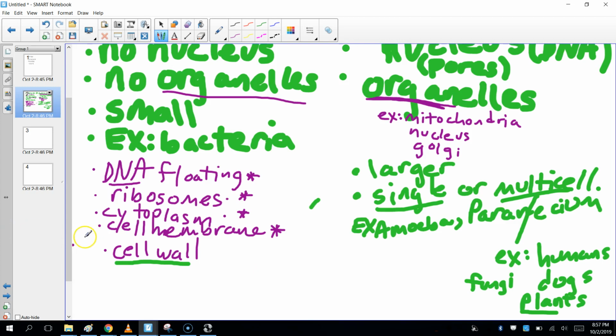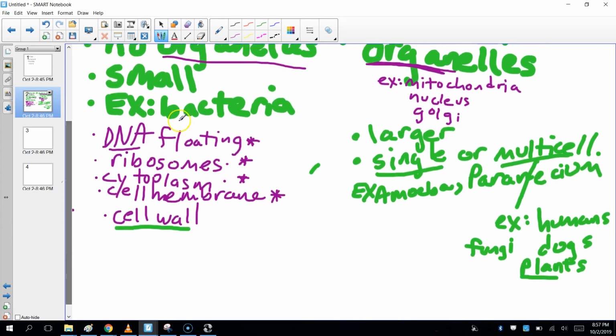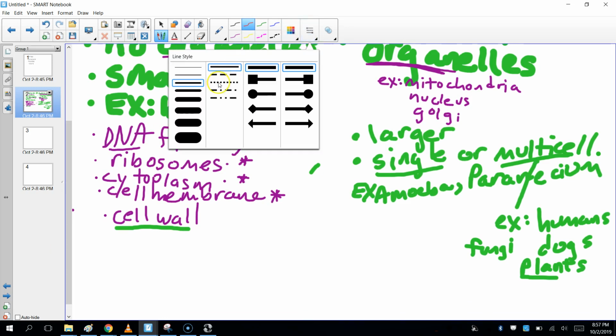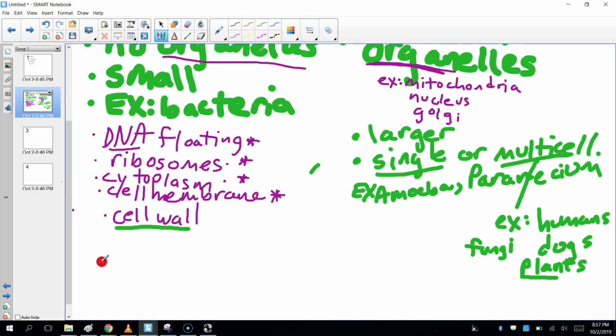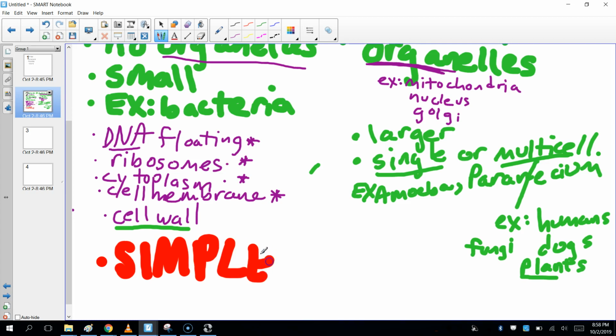And then another simple thing to sum this all up with a term to make it super simple is the fact that prokaryote cells are simple, whereas the eukaryote cells are complex.